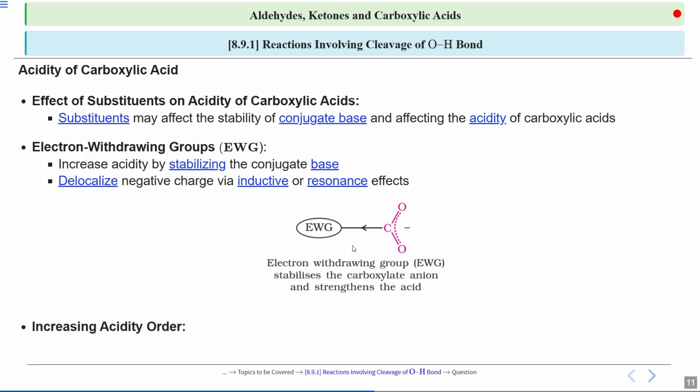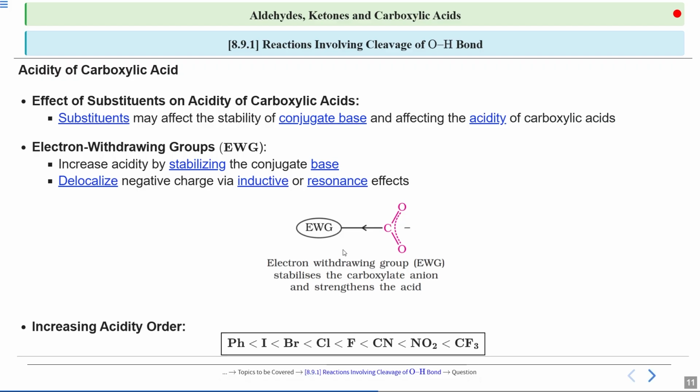Now if we look at the increasing order of acidity among different substituents, here you can see the order of increasing acidity. Phenyl has the lowest, then comes iodine, bromine, chlorine, fluorine, cyanide, NO2, and then trifluoromethyl. Trifluoromethyl is an electron withdrawing group, and when CF3 is attached to a carboxylate anion, it will increase the acidity more as compared to the rest of them. So this is the increasing acidity order. That means CF3 is highly acidic and phenyl is least.